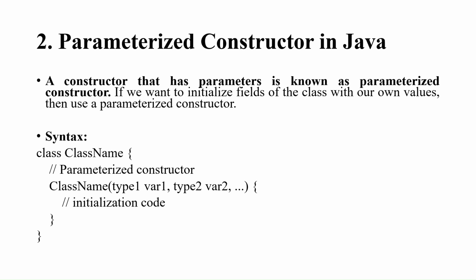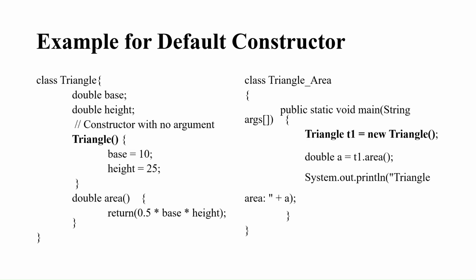Now we will see the example for the default constructor. See here a class Triangle, and in this class we have two attributes, one is base and another one is height. Now we will see a constructor with no argument. My class name is Triangle, and if you see here my constructor name is also Triangle.